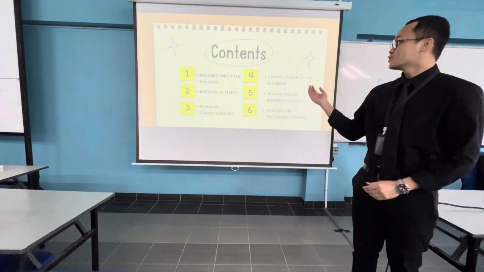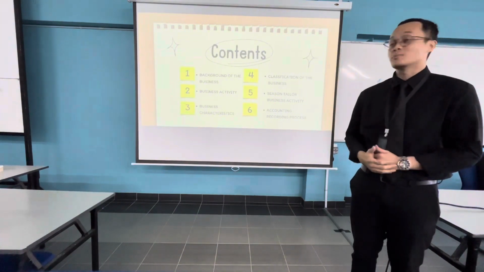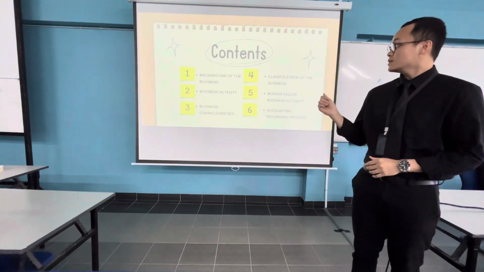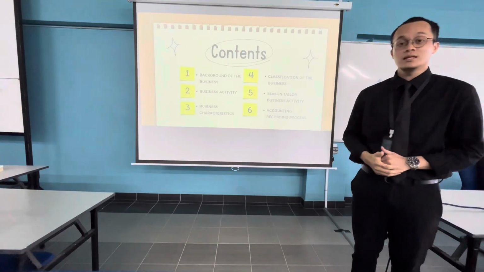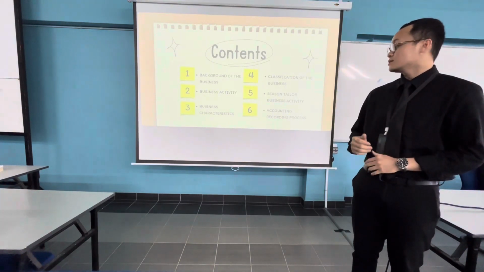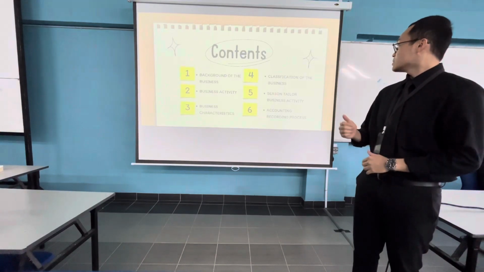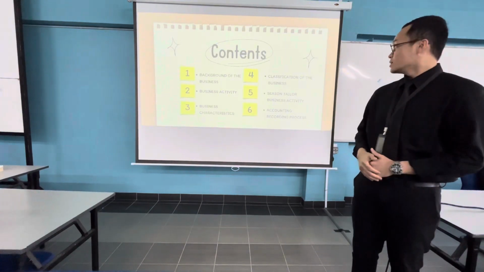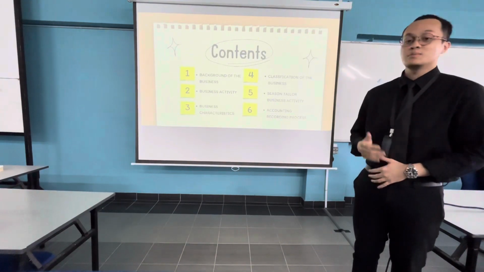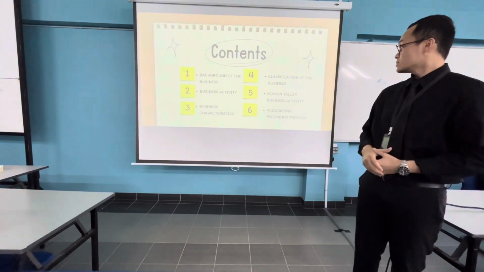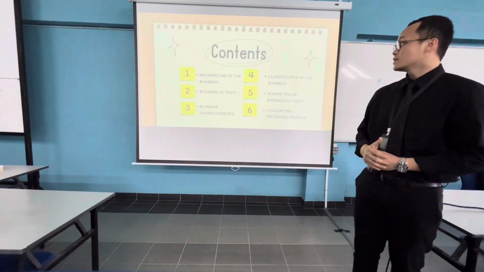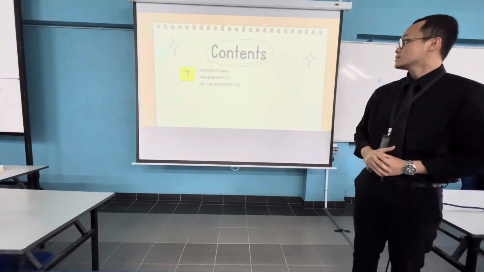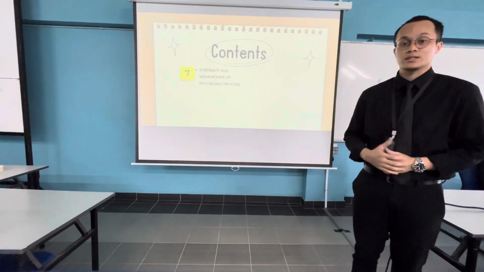Okay, this is the content that we want to talk about. First is the background of the business. The second is the business activity, the third is the business characteristic, and the fourth is the classification of the business. The fifth is the season tailor business activity, and the sixth is the accounting recording process, and finally the steadiness of the recording process.